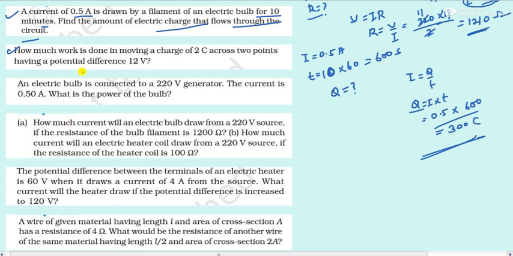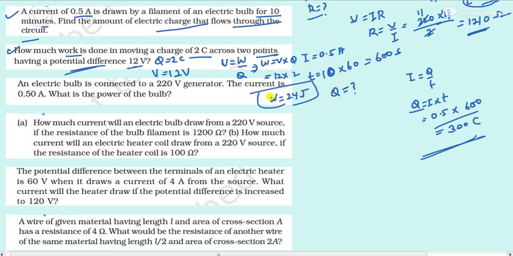Next, how much work is done in moving a charge of 2 Coulomb across 2 points having a potential difference of 12 volt? So they have given Q, which is 2 Coulomb. They have given voltage, that is potential difference, also known as voltage, 12 volt. Now they have asked how much work is done. So in the beginning I have given, V is equal to W by Q, right? W will be V into Q. What is V? 12 into 2, that is 24 joules. This is very important. Units are very, very important.